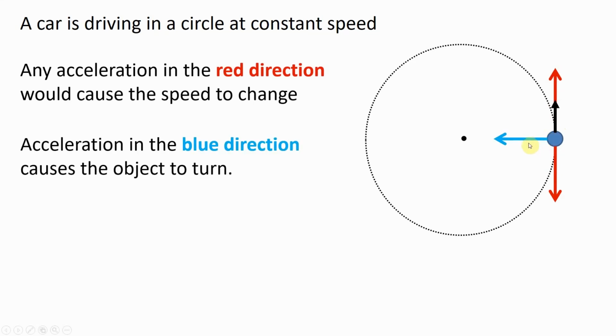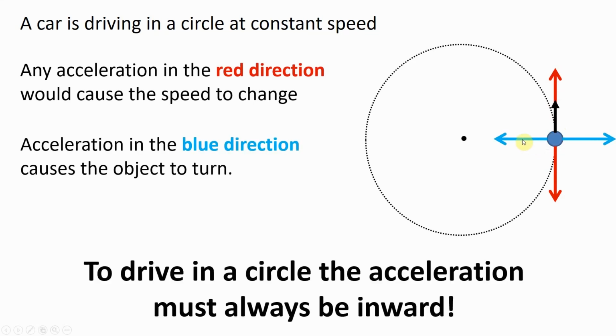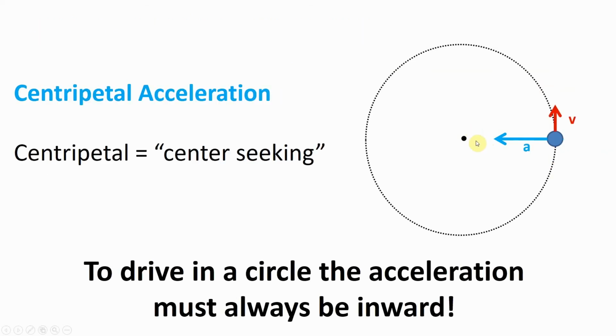However, if I turn in the blue directions, then I could be turning to the left or to the right. So to drive in a circle, what I need is to have always the force, the acceleration, pointing in the blue direction, always turning, never speeding up. So the punchline is, to drive in a circle, the acceleration must always be inwards towards the center.